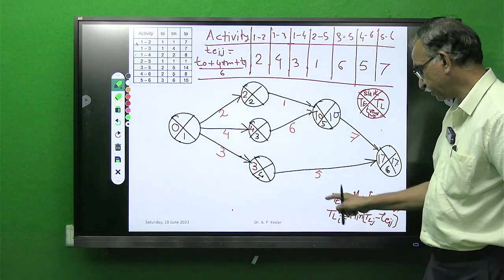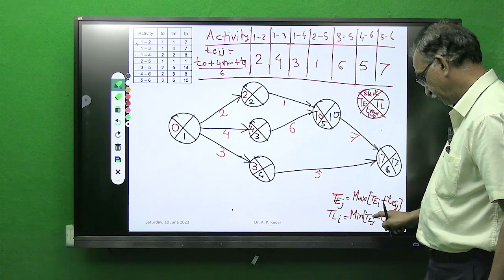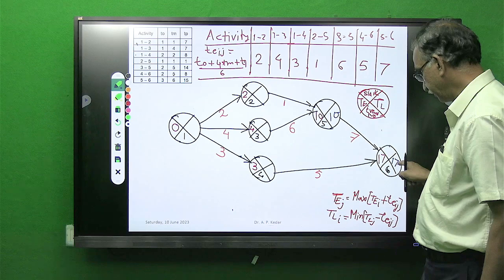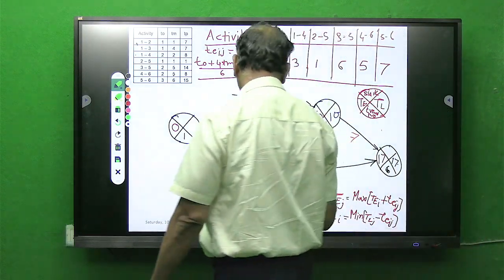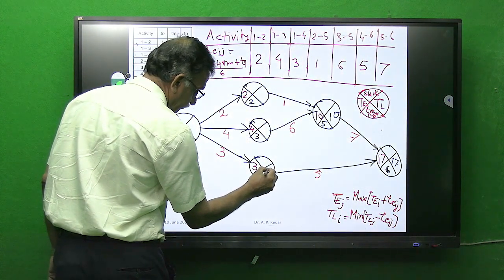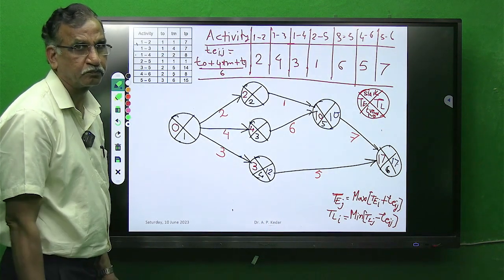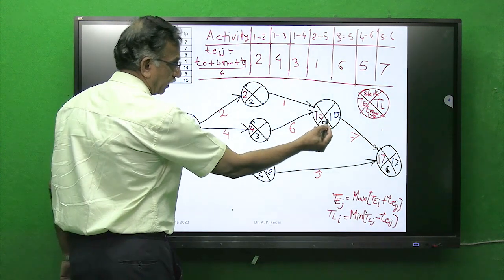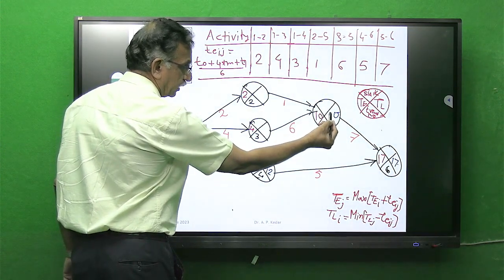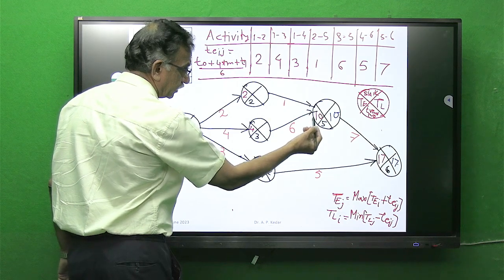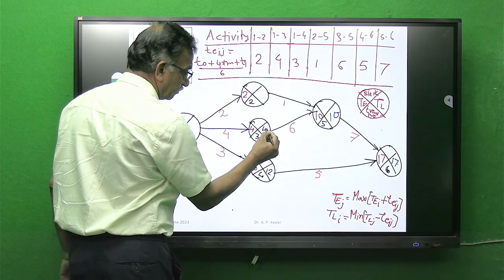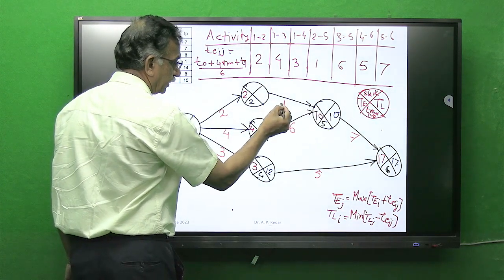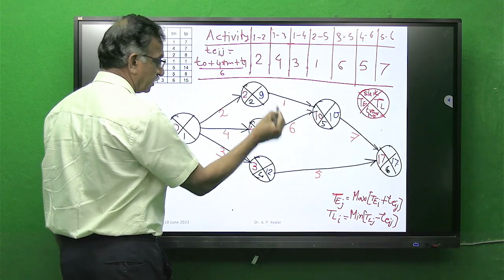Similarly, for this ith event, TL of J is 17 minus TEIJ is 5. 17 minus 5, here I will write 12. Got it? Now backward, we are moving backward. 10 minus 6, 4. 10 minus 1, 9.